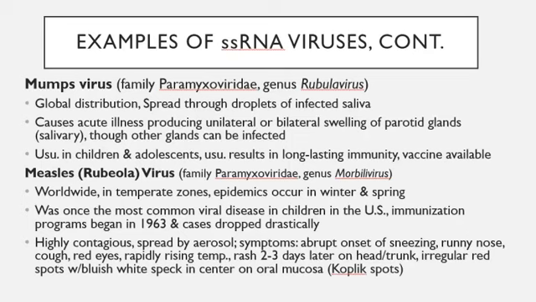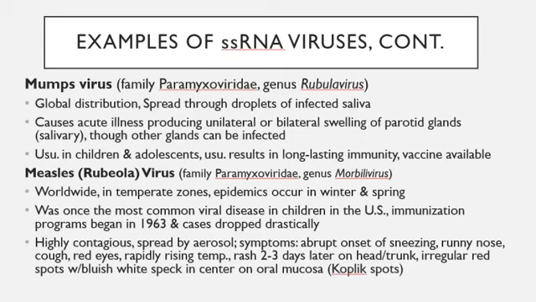Next is the measles virus. It also has worldwide distribution. It is found in temperate zones. Epidemics usually occur in winter and spring. It was once one of the most common viral diseases in children in the U.S., but through immunization programs begun in the 1960s, around 1963, the cases have dropped dramatically.